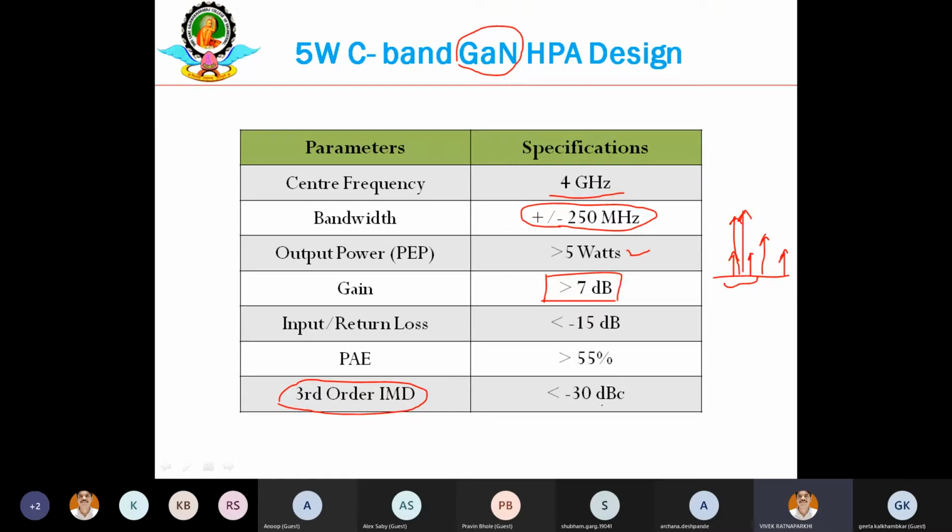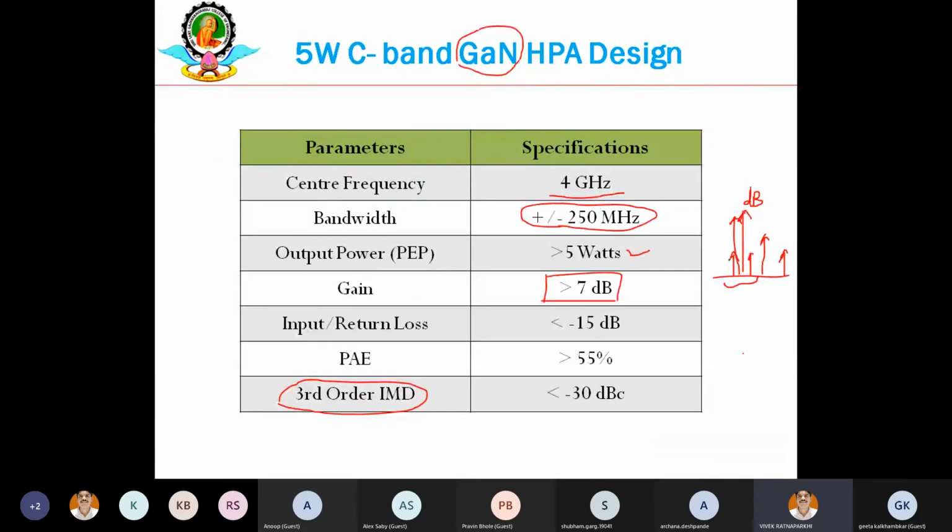What is the meaning of this 30 dBc? Whatever the dB level is for your main, fundamental frequency, your third order product should be at least 30 dB lower than your main signal strength present in the fundamental signal. So that has to be below -30, -40, -50 likewise. That is an indication that maximum power will be in the frequency band of interest, and third order intermodulation is very low, so that your power is not being wasted in third order IMD.